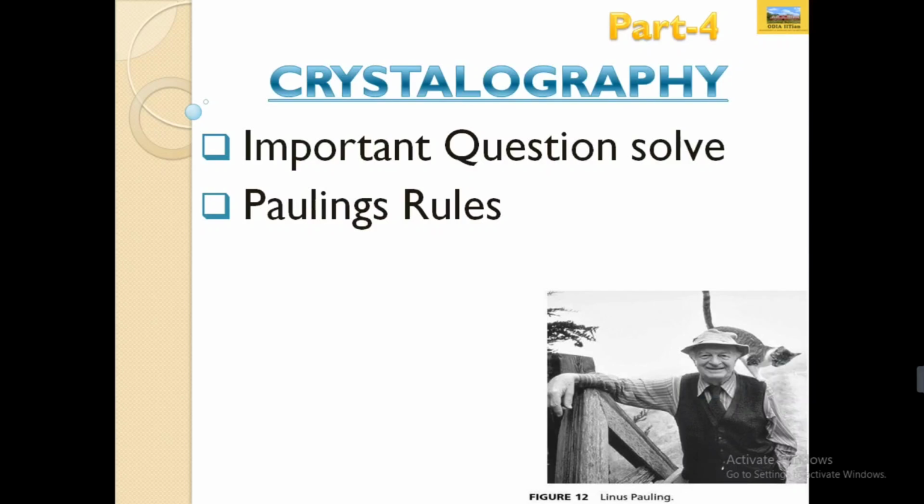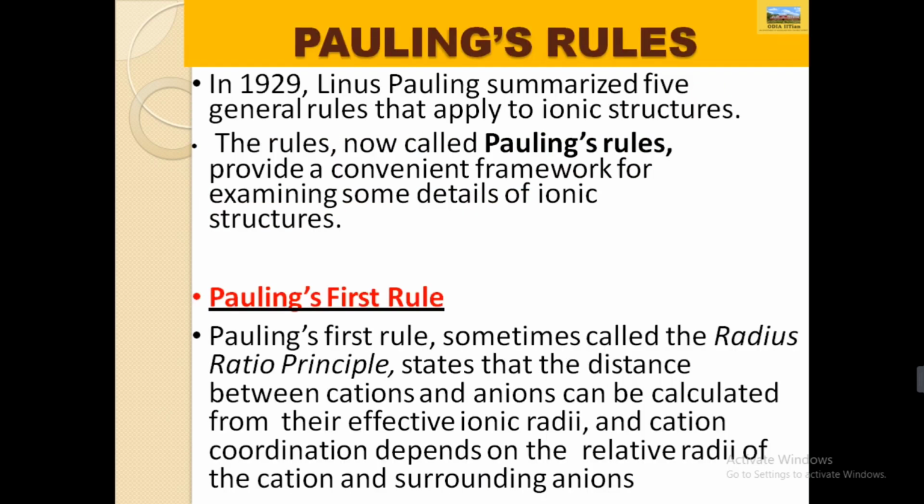And in this video lecture, we will discuss Pauling's rules and solve some important questions that are asked frequently in IIT exams. I will not only solve the questions but also explain the method here. Pauling's rules: in 1929, Linus Pauling summarized 5 general rules that apply to ionic structures. The rules, now called Pauling's rules, provide a convenient framework for examining the details of ionic structures.